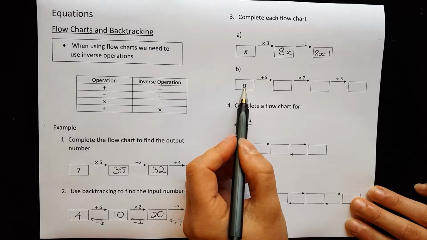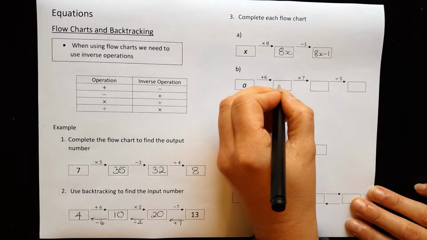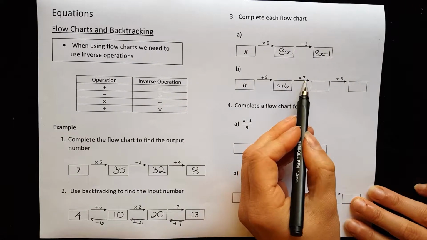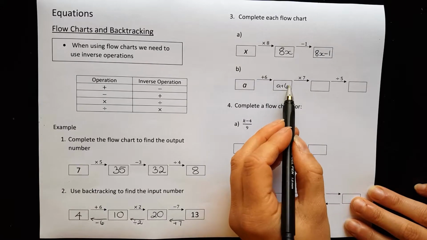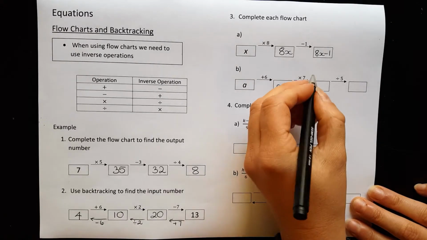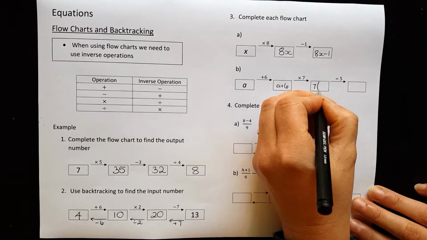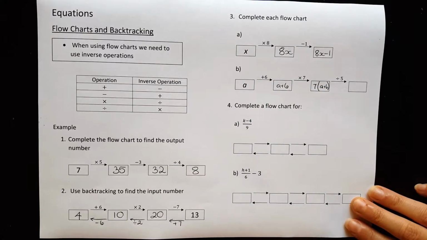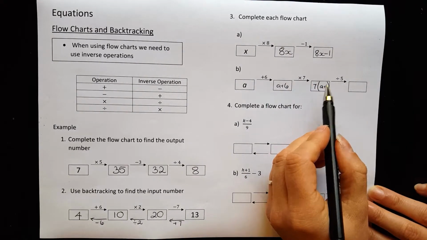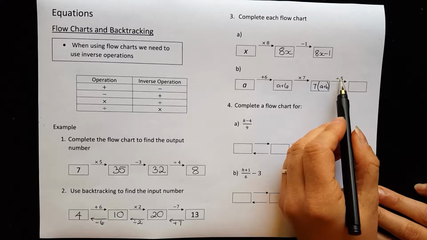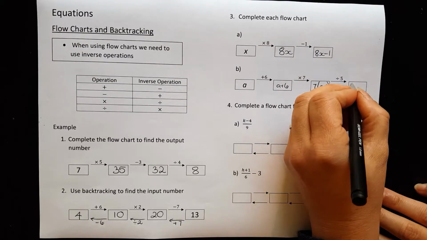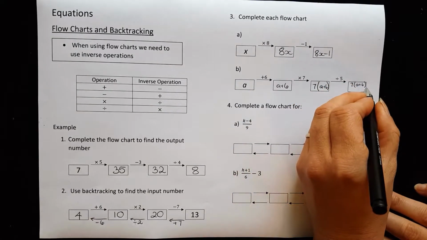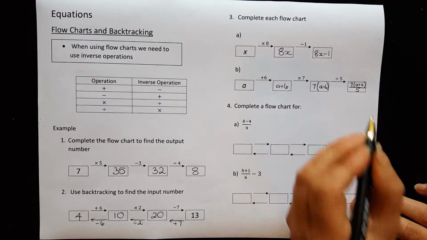I'm starting with a this time. I want to add 6, so that would be a plus 6. Now I want to multiply that by 7. That whole expression has to be multiplied by 7, which means the best thing to do is to put it in brackets: 7 times a plus 6. And now that whole expression needs to be divided by 5. Remember, divide can also be written as a fraction. So that would be 7 times (a plus 6) in brackets, and to divide, we put it over 5.